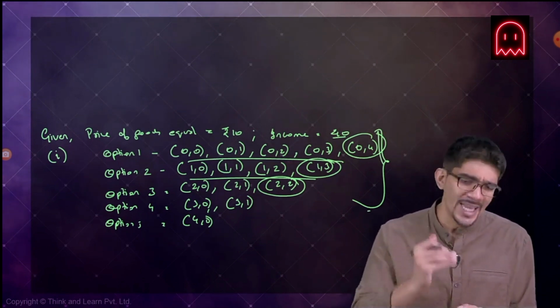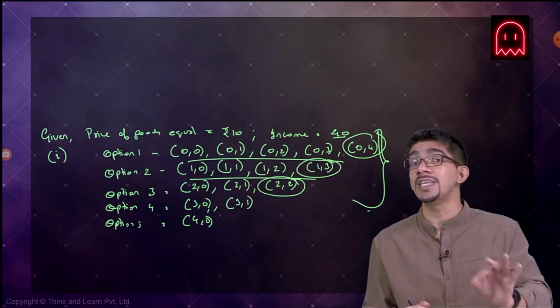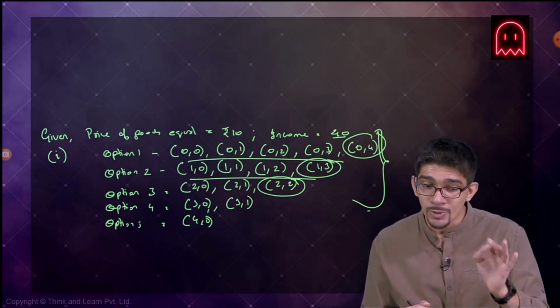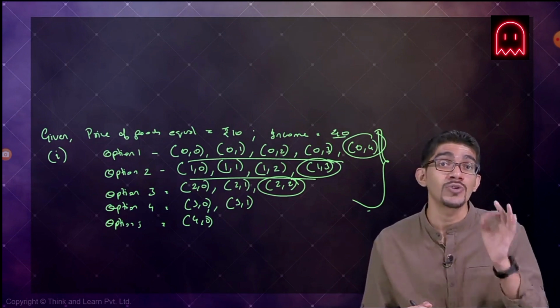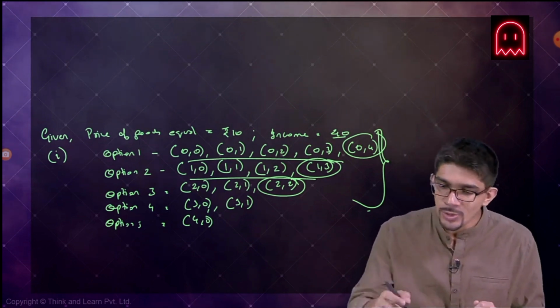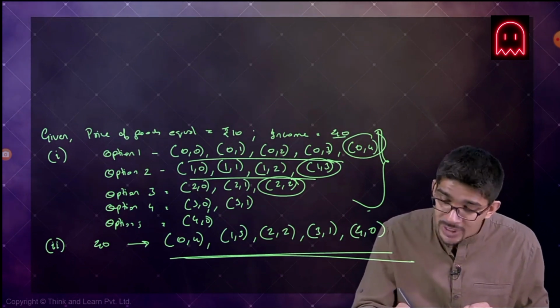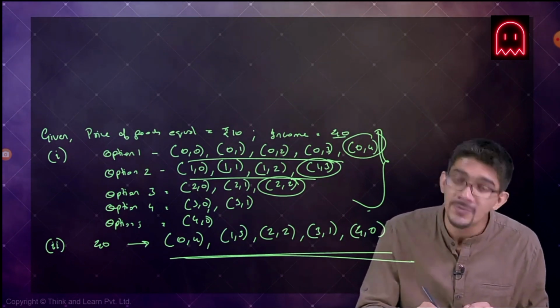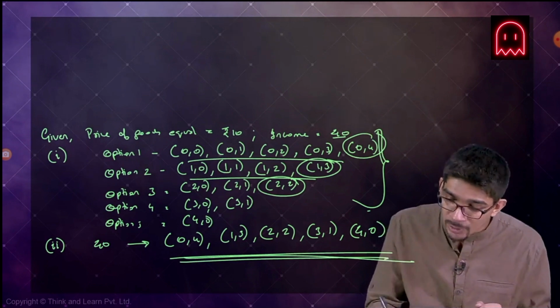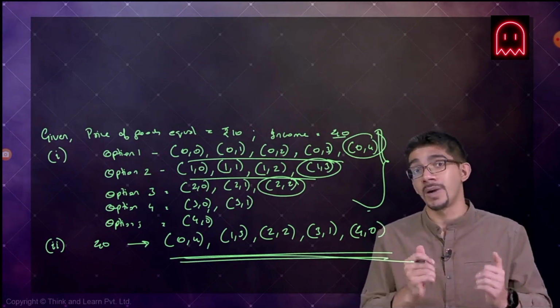Now the second part is which of these bundles allow us to spend exactly rupees 40. So just take the final one of each of them. 0, 4 is 40, 1, 3 is 40, 2, 2 is 40, 3, 1 is 40, 4, 0 is 40. We write them out like this, and this is the answer to the second part of the question.